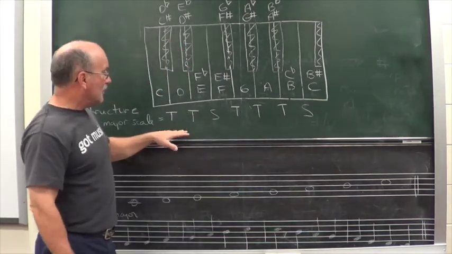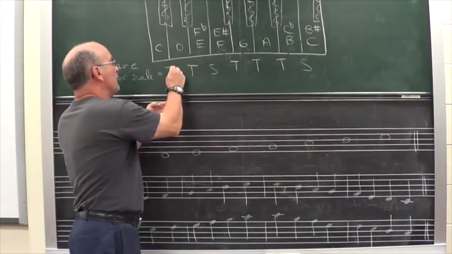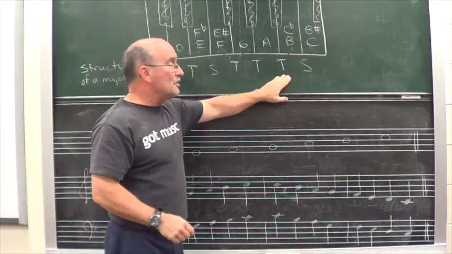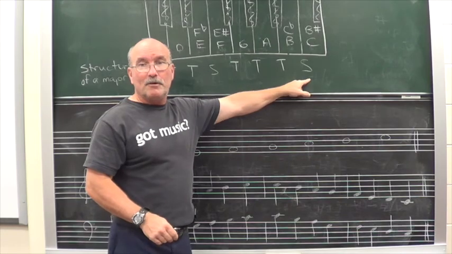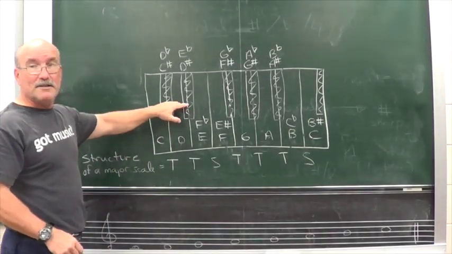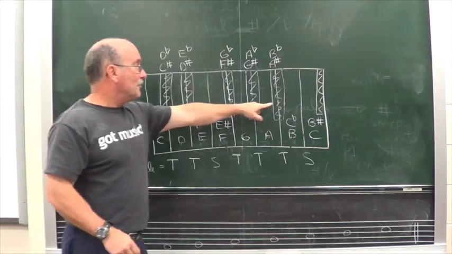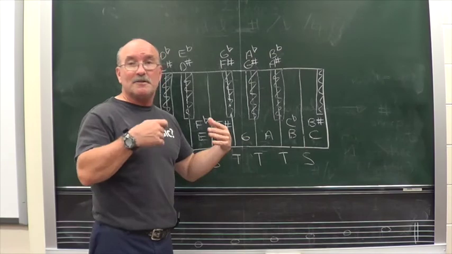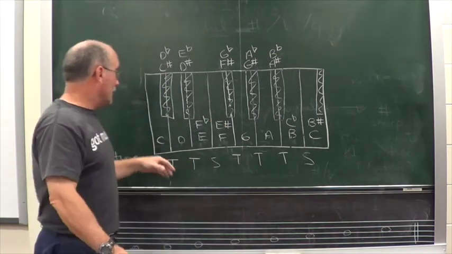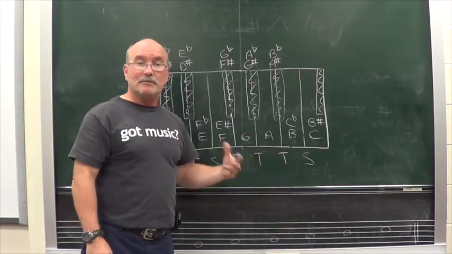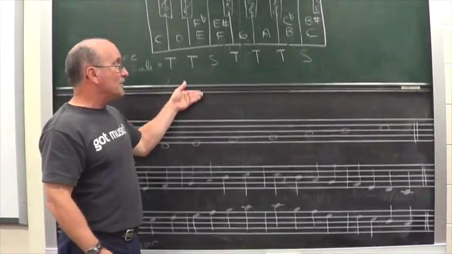Well, lo and behold, take a look at the structure of a major scale. It's two T's and a semitone, three tones and a semitone. Well, take a look at the piano keyboard. Two black keys and a semitone, three black keys and a semitone. So it's easy to remember the structure of a major scale because it's based on the piano keyboard. Again, two tones and a semitone, three tones and a semitone. That is the structure of a major scale.